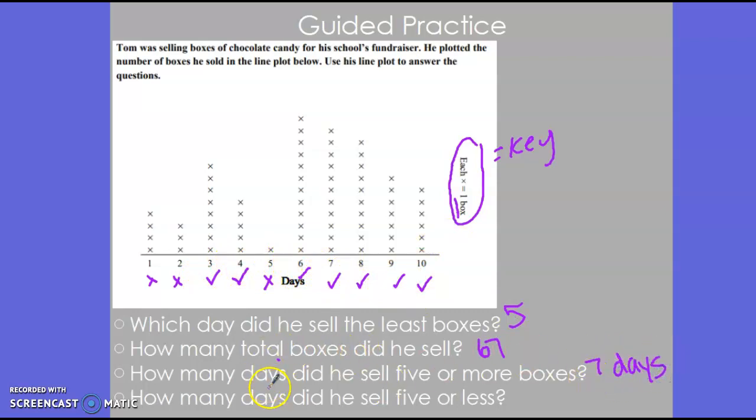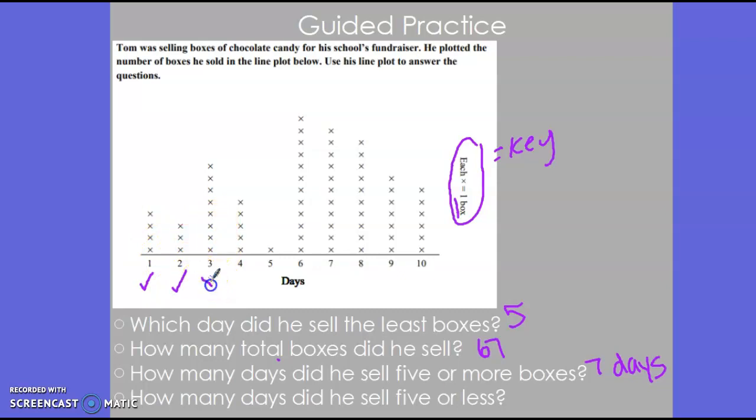This last question says, how many days did he sell 5 or less? Ooh, tricky. So let's see. Now notice, just like the last one, it said 5 or less, not just less than 5. So this one had 1, 2, 3, 4, so that's less than 5. 3 is less than 5.